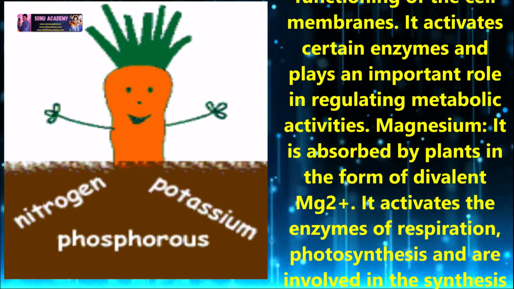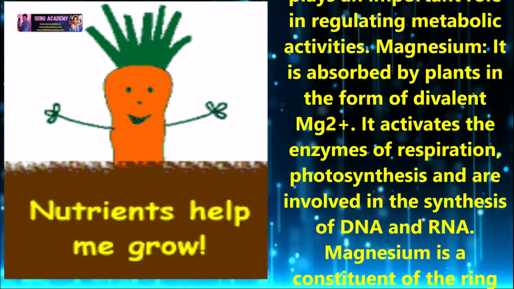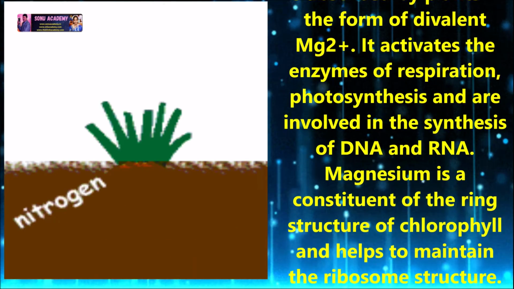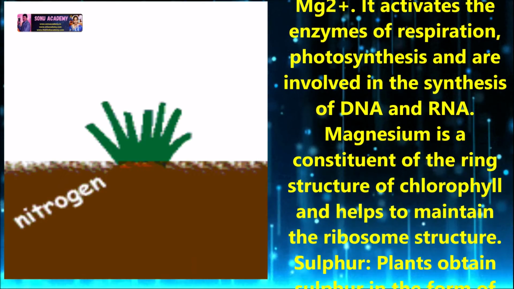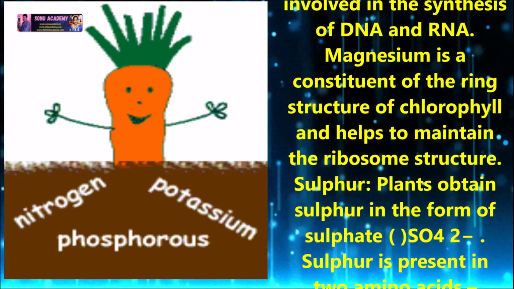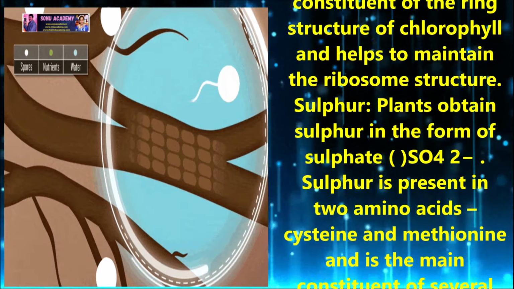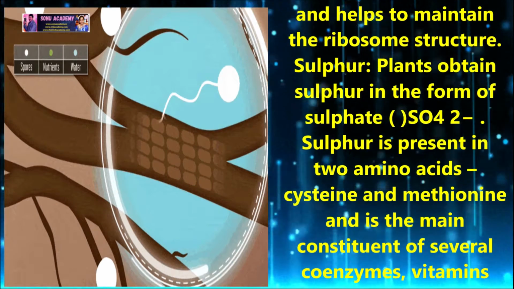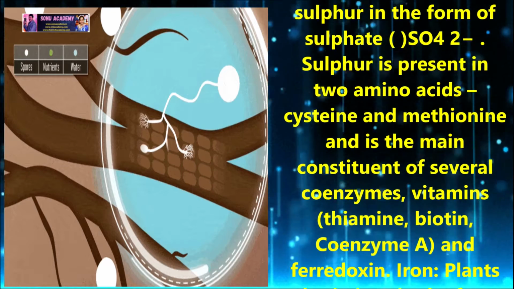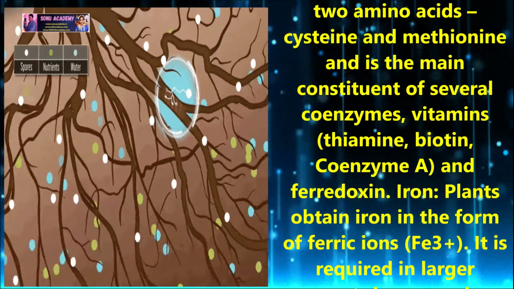It activates certain enzymes and plays an important role in regulating metabolic activities. Magnesium. It is absorbed by the plant in the form of bivalent Mg2+. It activates the enzymes of respiration and photosynthesis, and is involved in the synthesis of DNA and RNA. Magnesium is a constituent of the ring structure of chlorophyll and helps to maintain the ribosome structure. Sulfur. Plants obtain sulfur in the form of sulfate, SO4 2-. Sulfur is present in two amino acids, cysteine and methionine, and it is the main constituent of several coenzymes and vitamins.